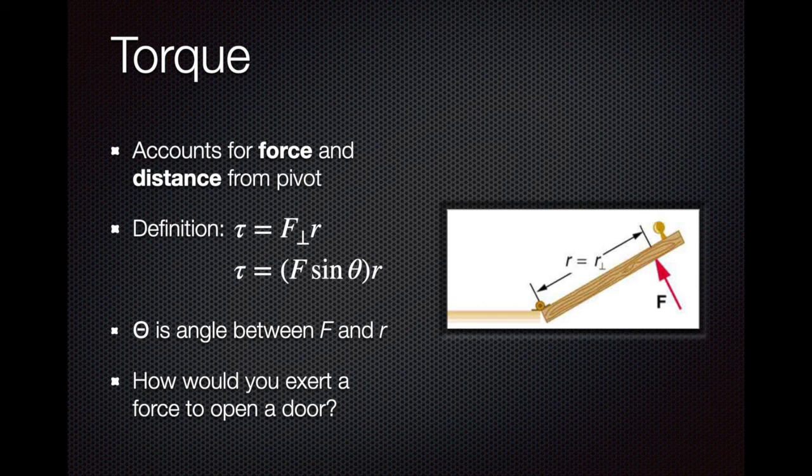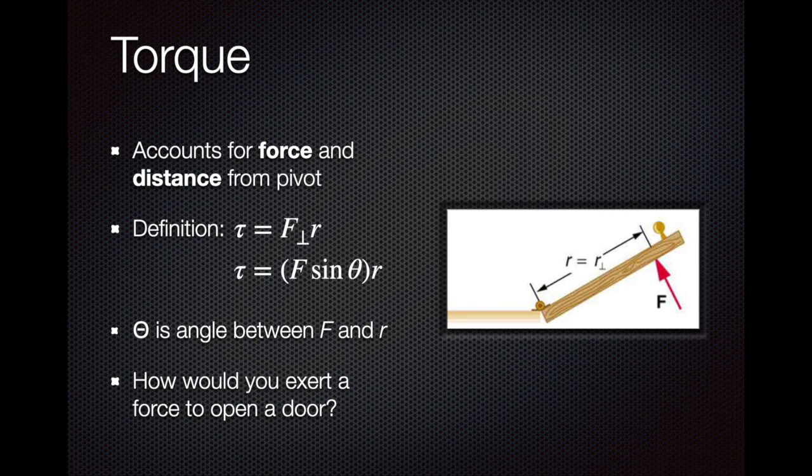So torque is a concept that takes force and moves it into the realm of rotational motion. Torque accounts for both the force that's applied to an object and the distance from the pivot point. Now, the pivot point usually is going to be given. So if we look at this picture of a door, we know that the door is going to pivot around the hinge, if it's going to rotate at all.